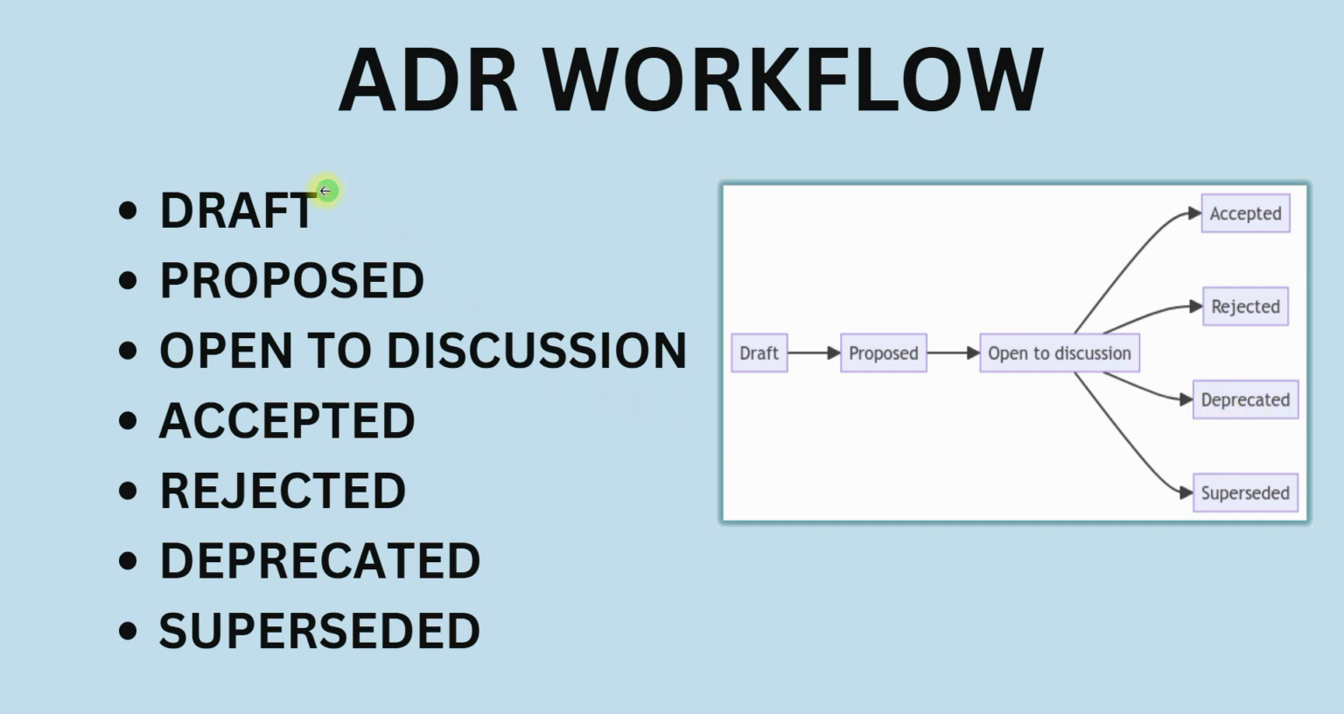So these are the states. It will move from draft to proposed, proposed to open to discussion, and then accepted or rejected. Until it is accepted, we will work on it, and then it can be deprecated because of circumstantial things, and then we will supersede that ADR with another ADR. But we will not be changing the ADR which is accepted. Once accepted, it is immutable.